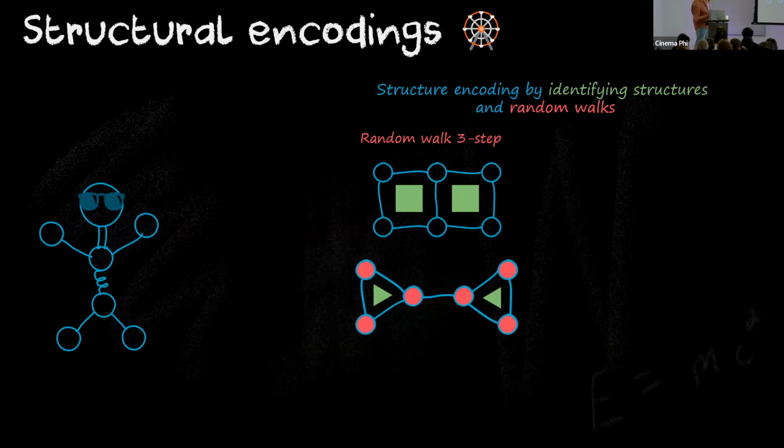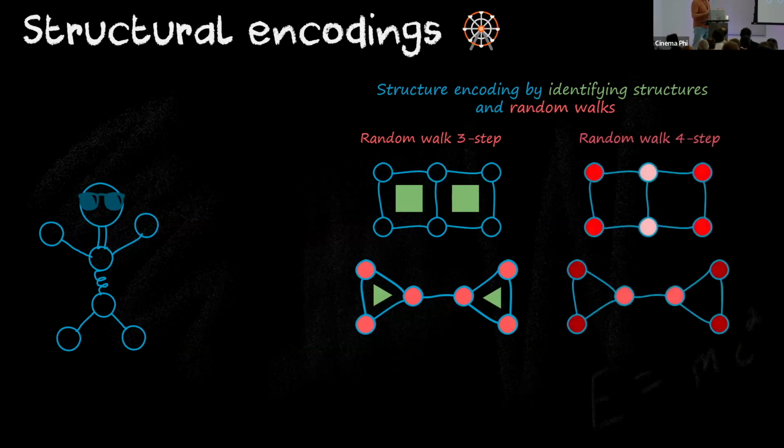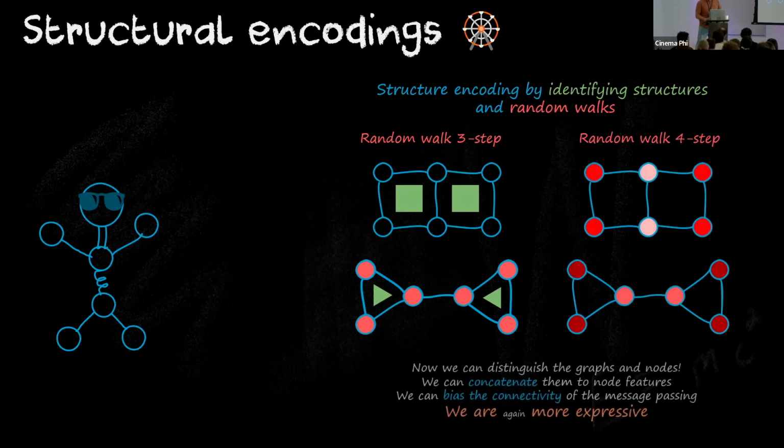We can see in the squares above that if you were to do a random walk of 3 steps, you would never land back on your own node because of the square structure. But on the bottom one, because of the triangle structure, there's a significant probability of landing back on the same node with 3 steps. So it's another way to distinguish between squares and triangles. And you can do that with any number of steps. So for 4 steps, the probability distribution changes.